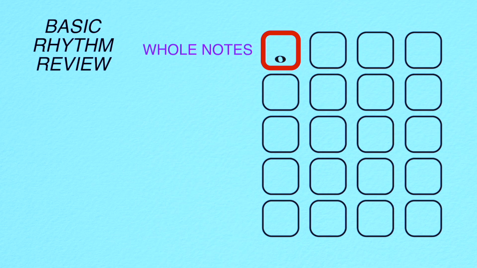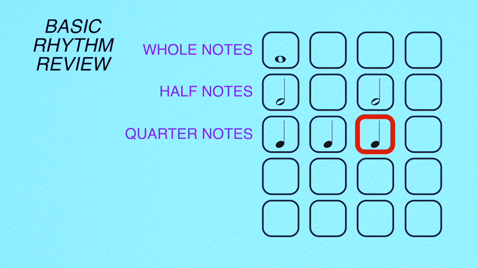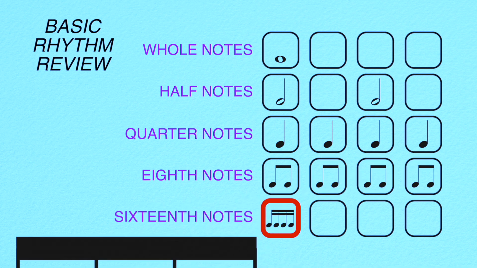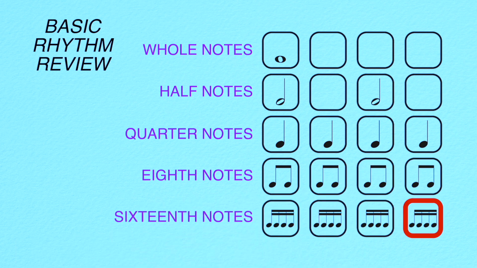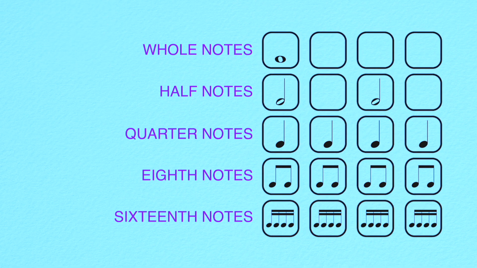So far, we've learned basic note values. Whole notes, half notes, quarter notes, eighth notes, and 16th notes. And as we go down this chart, each note value is half as long as the previous one. But rhythms in real music aren't always this simple, and there are other note values besides these.